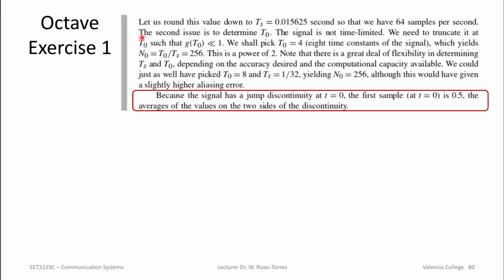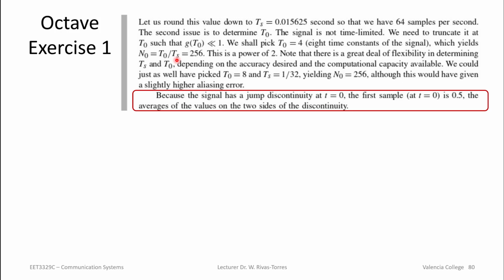The second issue that we have is now we have to calculate T0. So the signal in reality is not time limited, so we need to truncate it somewhere, right? So the author wants to make sure that g(T) is much, much smaller than 1, and they say, hey, let's pick 4 seconds, which is eight times the time constant of the signal. That's okay. I think we can live with that, right? And if we do that, you end up with N0, which is T0 over TS, equal to 256, which conveniently is a power of 2. Okay.